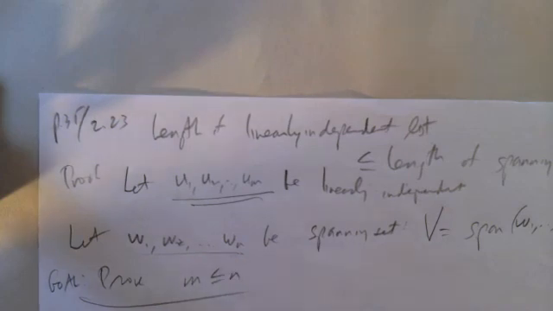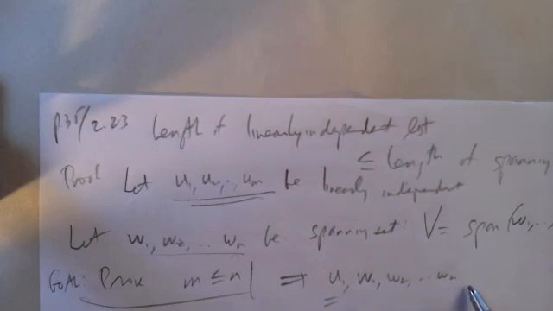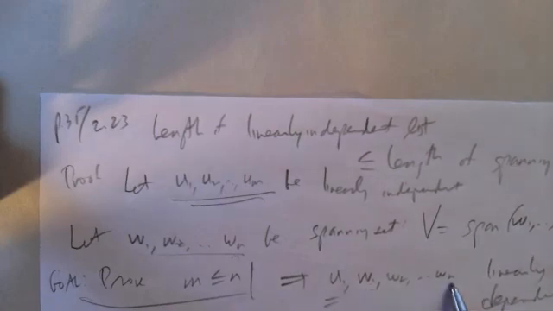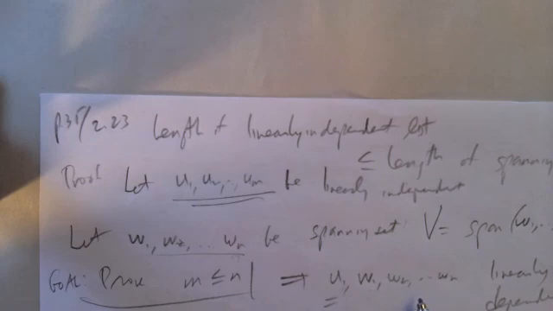All right. Now, this is a spanning set. So every vector is a linear combination of these vectors. So this implies that if I take the n plus 1 vectors, u1, w1, w2 up to wn, so I added the vector u1, this is linearly dependent because u1 is a linear combination of these. Right? This is linearly dependent.